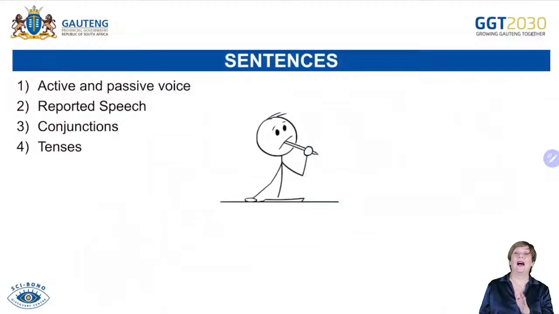So, up to now, we've been focusing on words: parts of words, parts of speech, vocabulary, words often confused. But now we have to go a little bit bigger. When we place these words next to each other, they form sentences. And in the exam, there are 4 things that we usually focus on when we teach or assess sentences: active and passive voice, reported speech, conjunctions, and tenses. So these are the 4 things.